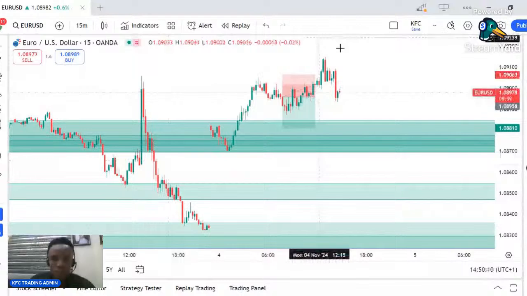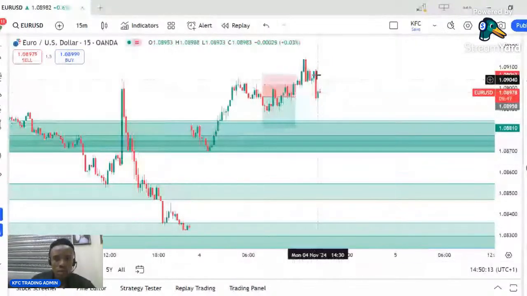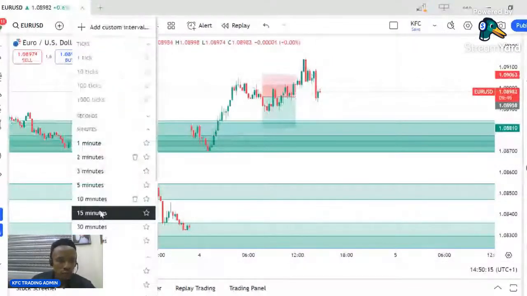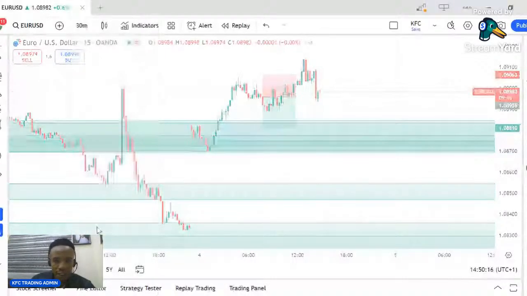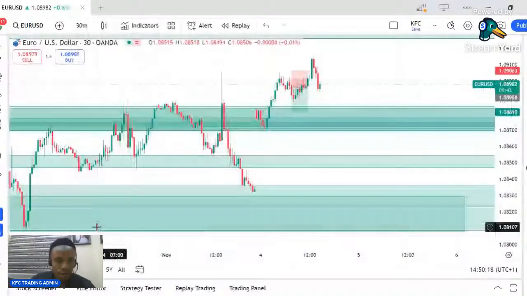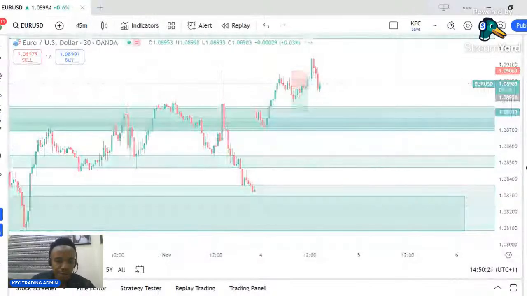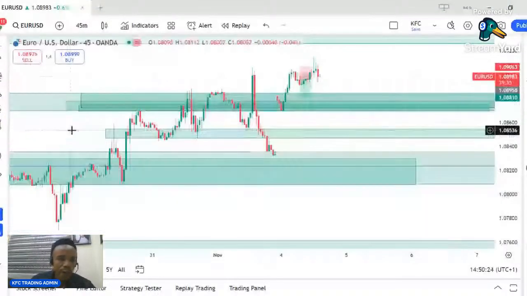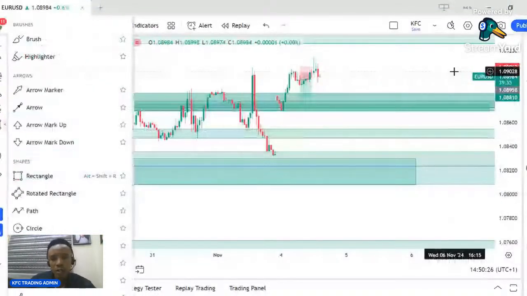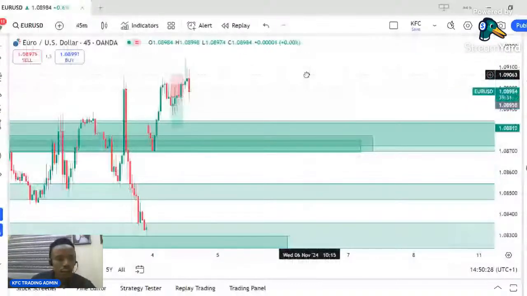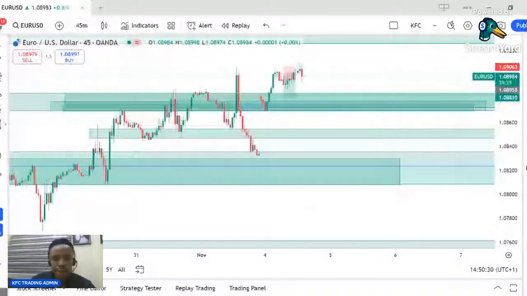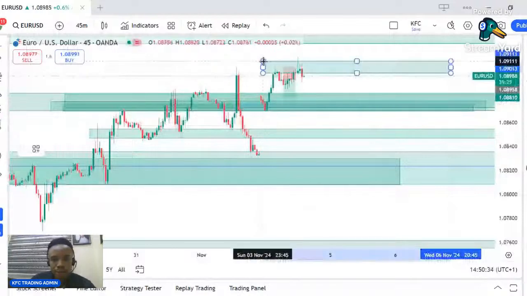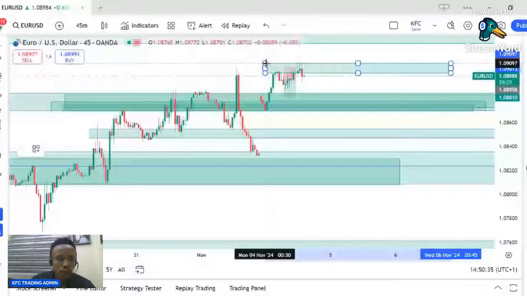So for EU, you can see that EU just did this. But I think EU has a liquidity on the upside. Yeah, EU has a liquidity on the upside. So there are sellers here, and that can possibly mean that you can sell EU.